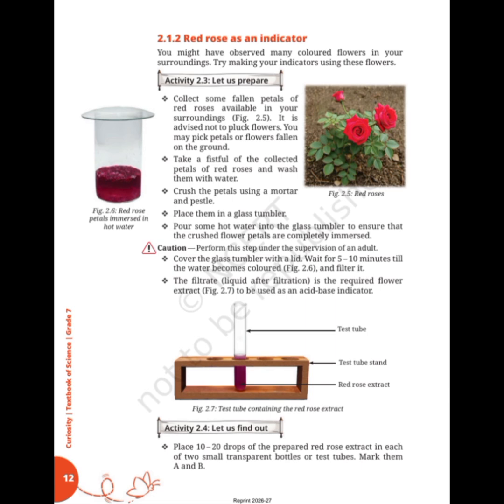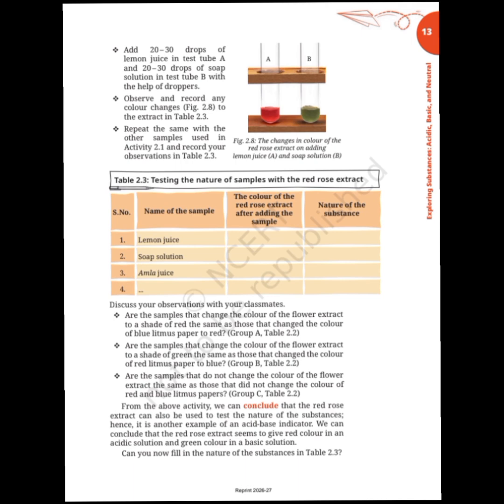Activity 2.4. Let us find out. Place 10 to 20 drops of the prepared red rose extract in each of 2 small transparent bottles or test tubes. Mark them A and B. Add 20 to 30 drops of lemon juice in test tube A and 20 to 30 drops of soap solution in test tube B with the help of droppers. Observe and record any color changes, Fig. 2.8, to the extract in Table 2.3. Repeat the same with the other samples used in Activity 2.1 and record your observations in Table 2.3. Fig. 2.8, the changes in color of the red rose extract on adding lemon juice A and soap solution B.